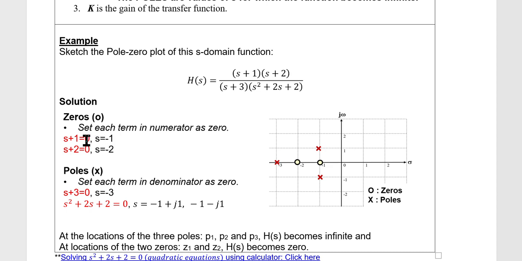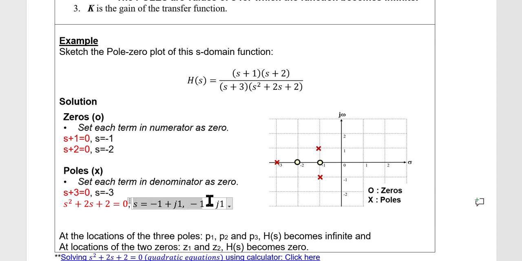Let's see one by one. Our first zero is -1, so we go to S equals -1 here, and we put a circle, because it's a zero. Another zero is -2, so we go to -2 and we put a circle. Then for the pole, we will use X. Our pole is -3, so we go to -3 and we put an X here.